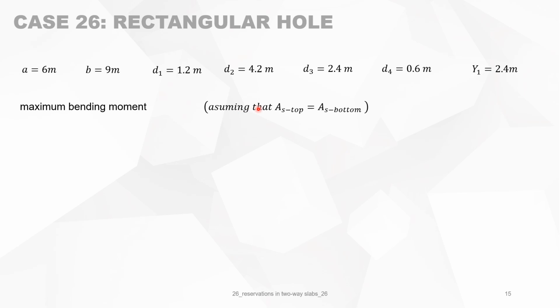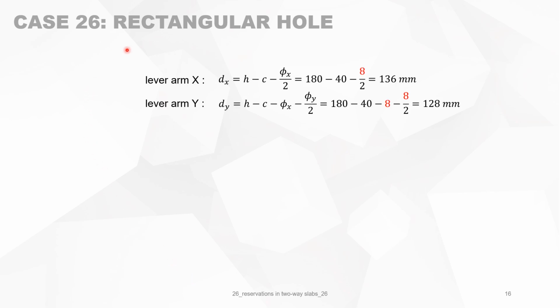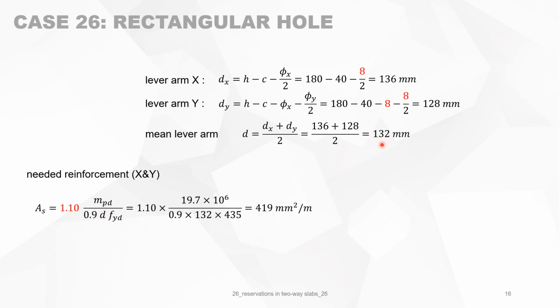The maximum bending moment, assuming of course that the reinforcement on top is equal to the reinforcement on the bottom, it means that we choose it now to make it the same. Then H, the intermediate parameter, can be calculated. Ax, Bx, and the bending moment is then 19.7 kilonewton meter per meter. Now we will transform the bending moment into reinforcement, and the lever arm is 132 millimeter.